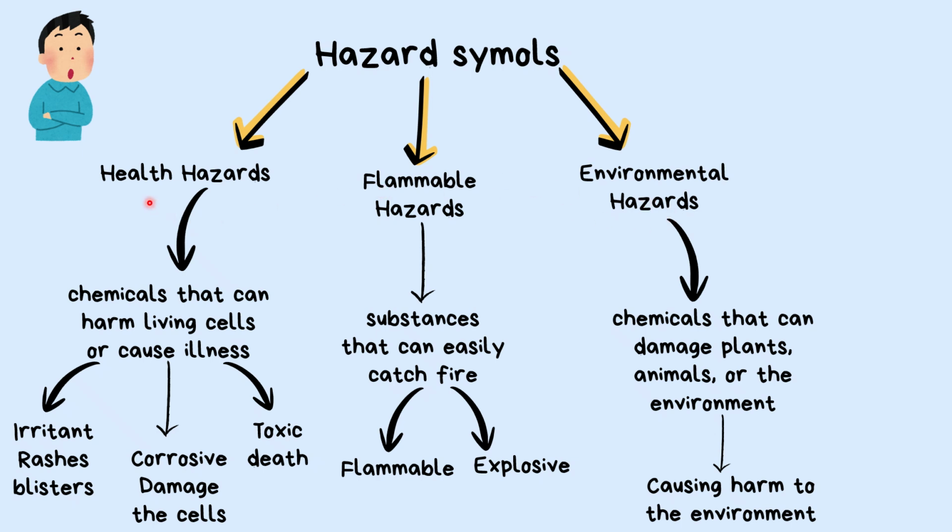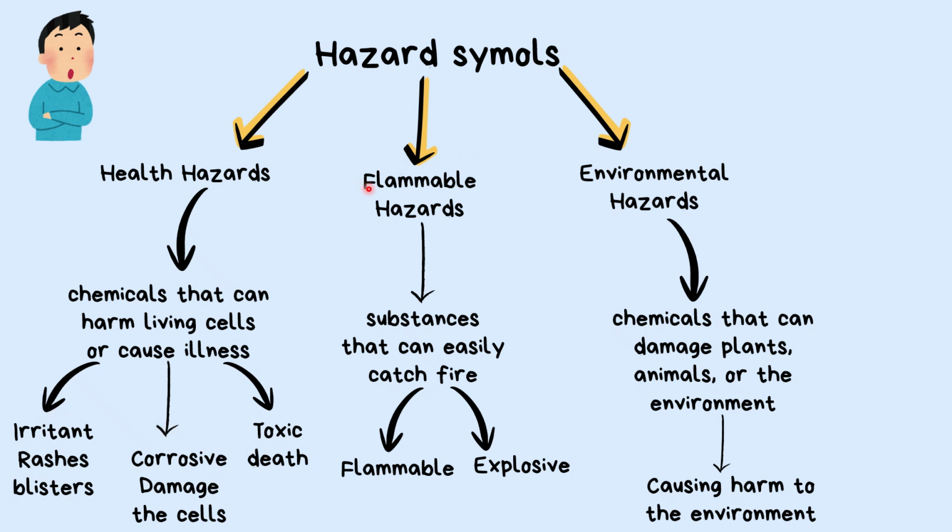Now, these health hazards are those chemicals which actually cause harm to the living cells. Based on the extent of the harm that they are causing to the living cells, I have further divided them into three categories. First one is the irritant hazards. They just cause rashes and blisters when they are in contact with your skin or your eyes. Now, when we talk about the corrosive ones, they actually damage your cells. They completely destroy the cells. And the most dangerous ones, these toxic hazards, they may lead to death. So we are going to discuss all of them in detail in further slides.